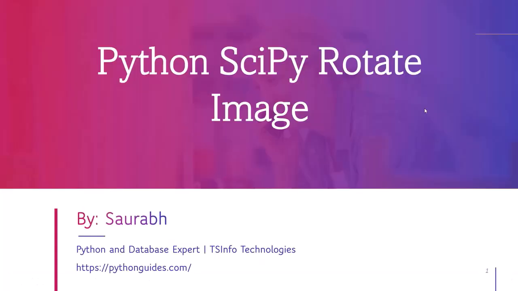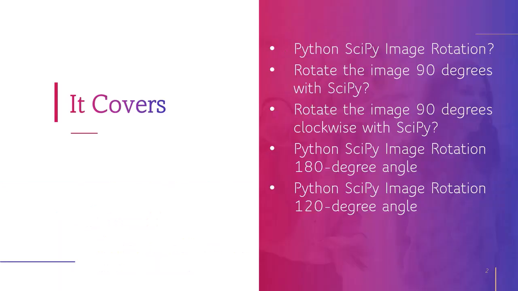And today in this video tutorial we will learn about Python SciPy image rotation. Let's see what we are going to cover in this video. First, we will know about Python SciPy image rotation. After this, we will know how to rotate the image at 90° angle with SciPy. Then we will understand how to rotate the image at 90° angle in a clockwise direction with SciPy. And we will also learn about Python SciPy image rotation at a 180° angle. At the end, we will know about Python SciPy image rotation at a 120° angle.